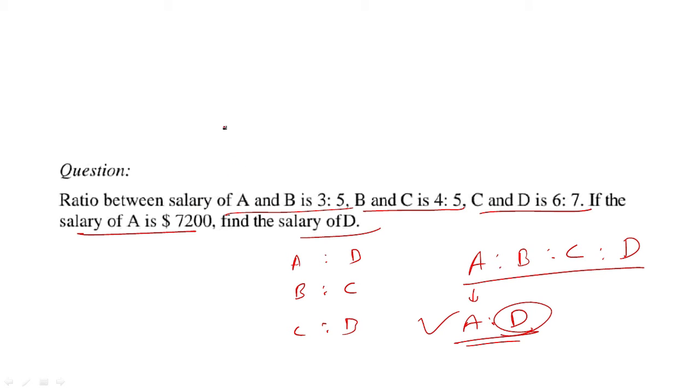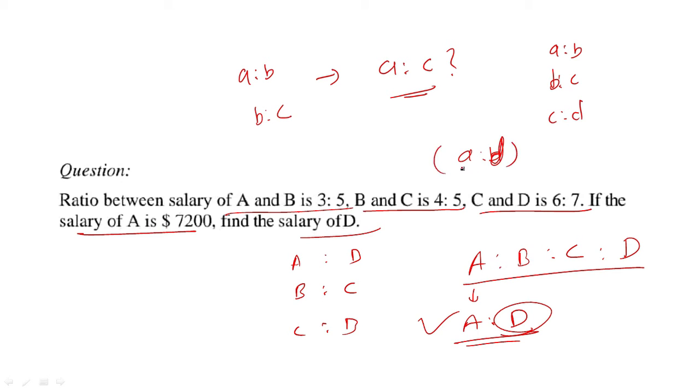So in the previous video, we solved A to B, B to C, and we found what will be the A to C. This type of question we solved in the last video. Now here the question is in which three ratios are given, like A to B, B to C, and C to D, and we have to find what will be the A to D ratio. This is what we need to find.